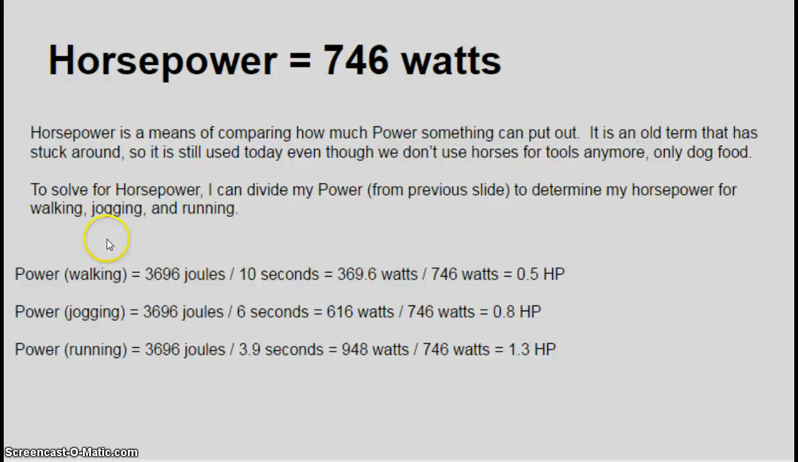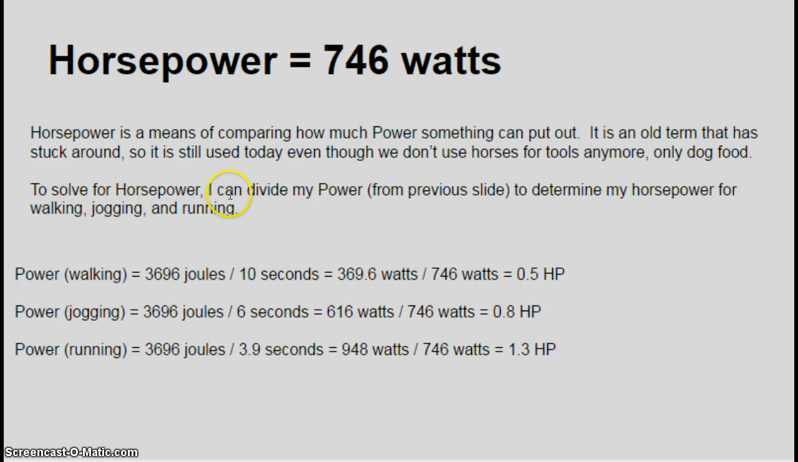So in order to convert this into horsepower, I need to know that 1 horsepower equals 746 watts. Horsepower is a means of comparing how much power something can put out. It's an old term that has stuck around. So it's still used today even though we don't use horses for tools anymore, only for dog food.